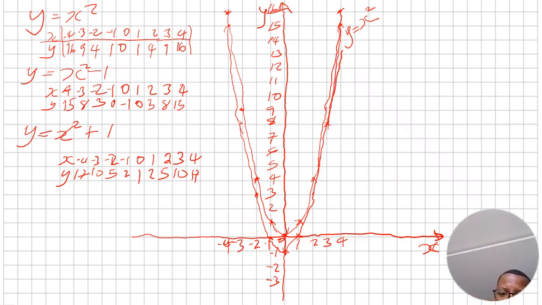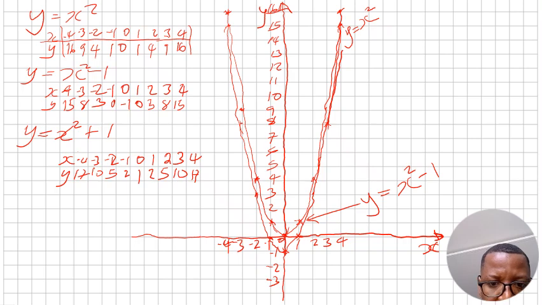Yeah, so that's like that. Okay, so this one, you can see it. We are saying y is equal to x squared minus 1. Okay, so that's that. And let's plot the last one. So the last one we are saying when x is equal to minus 4, y is equal to 17. So minus 4, y is 17.